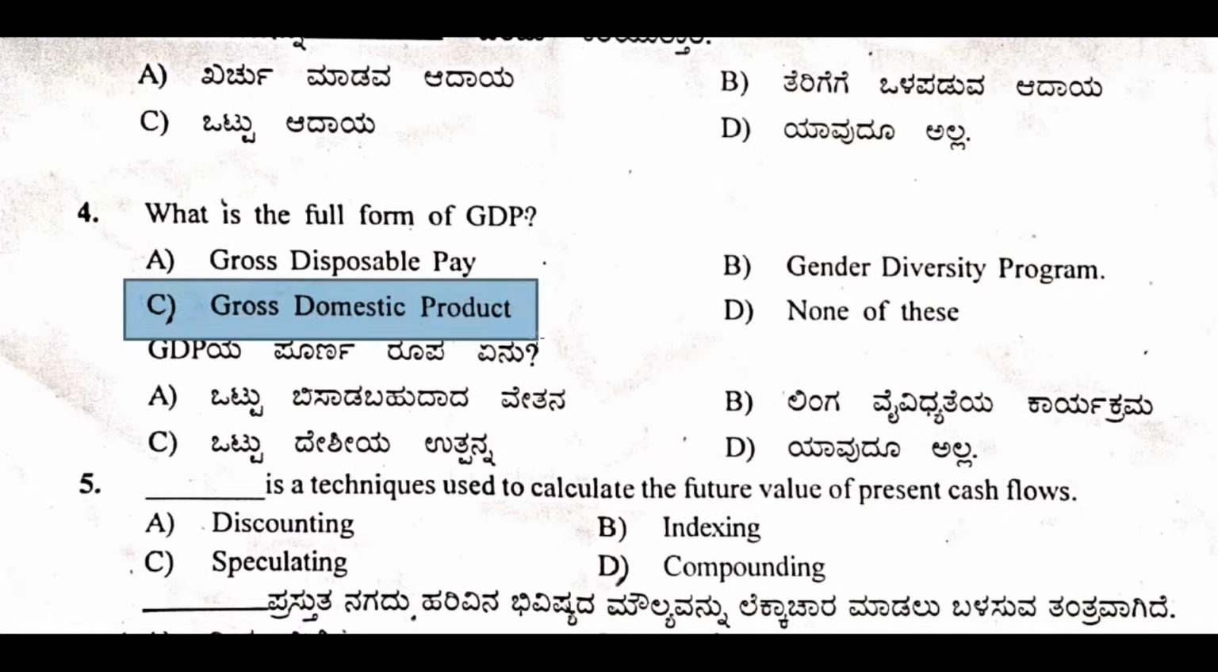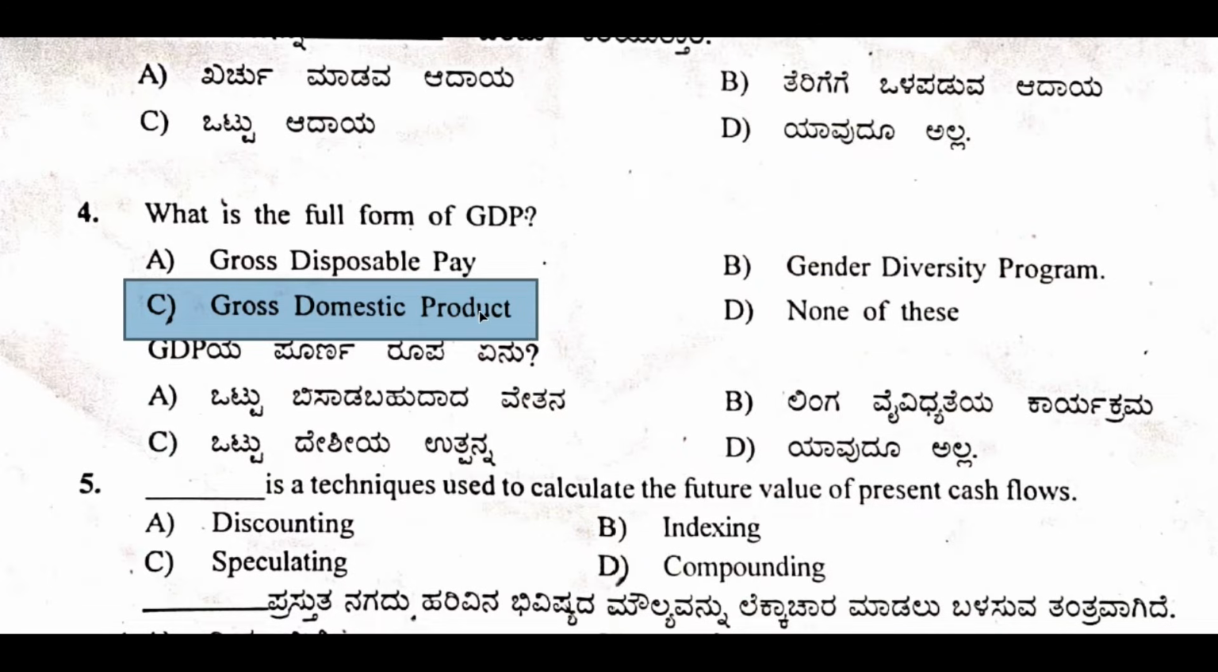So just GDP is a monetary measures of the market value of all the final goods and services produced in a specific time period by the country. And this GDP is most often used by the government of a country to measure its economic health. So GDP stands for gross domestic product. That is option C is the right option.